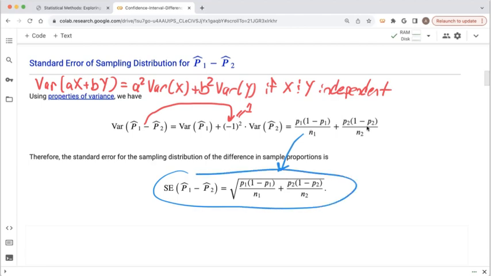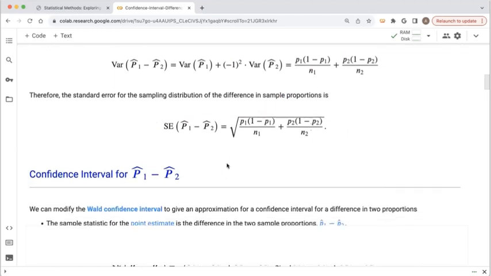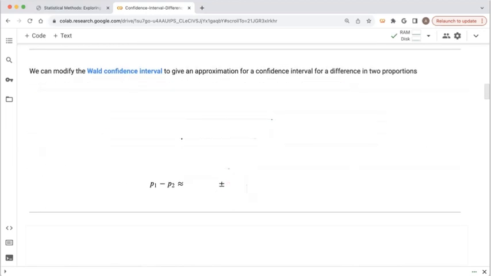And now that we've got a standard error, or an estimate for the standard error, for the sampling distribution of the difference in sample proportions, we can use that to construct a confidence interval for the difference in proportions. So we can modify the Wald confidence interval that we used for a single proportion and just use the same blueprint that we've been using to construct parametric confidence intervals.